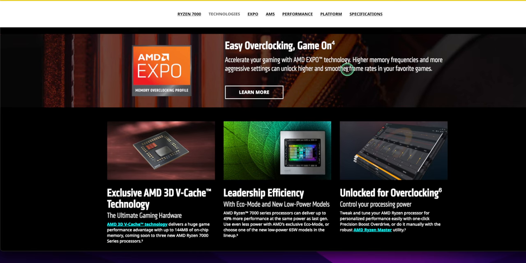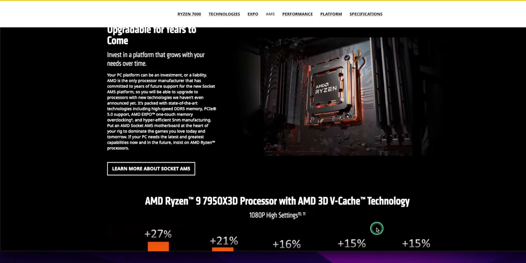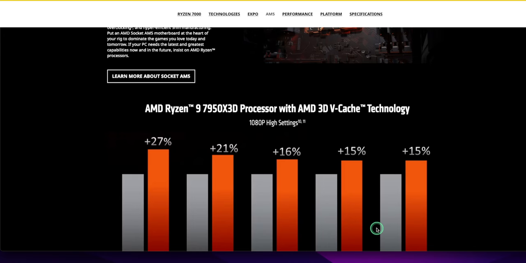Yeah, who knows? Unlock for overclocking, control your processing power using the Ryzen Master. Tweak and tune your AMD Ryzen processor for personalized performance easily with one click. Precision Boost Overdrive, or do it manually with the robust AMD Ryzen Master utility. All right, let's do that. This is just more stuff. Go check her out. You can see, here we go.